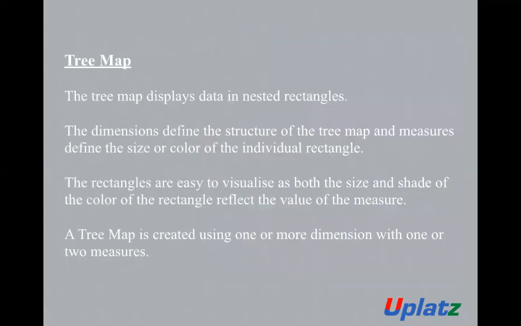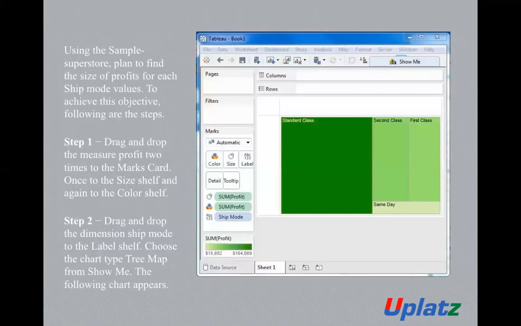Okay. So the next one is a tree map. The tree map displays data in nested rectangles. The dimensions define the structure of the tree map, and measures define the size or color of the individual rectangle. These rectangles are easy to visualize as both the size and shade of the color of the rectangle reflect the value of the measure. A tree map can be created with one or more dimensions and one or two measures. Okay, so this is how a tree map looks.